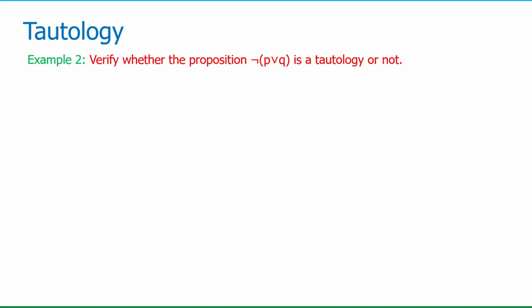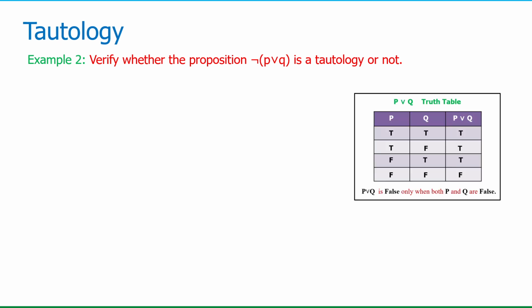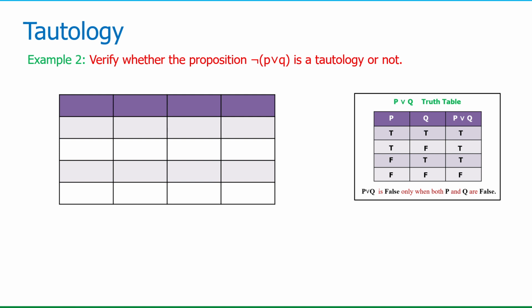Let's consider one more example. Verify whether the proposition negation of P disjunction Q is a tautology or not. For this also, you need to remember the truth table of P disjunction Q. Please observe that P disjunction Q is false only when both P and Q are false. In every other case, P disjunction Q is true. Now let's look at the truth table for the given proposition.